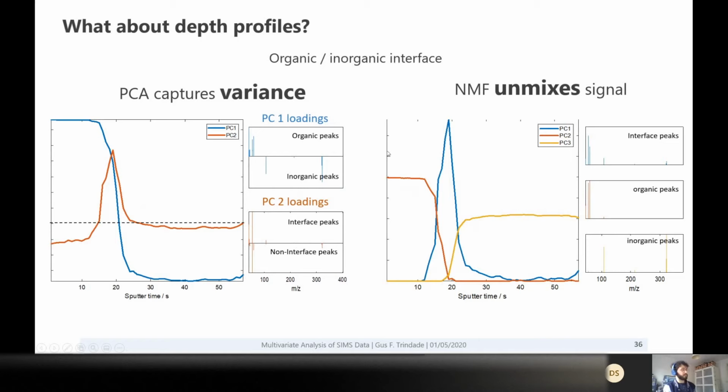So both techniques show the same information. And NMF in this case is again easier to interpret because it looks like a depth profile. You don't have negative things. It's only positive things, like we have in chemistry.